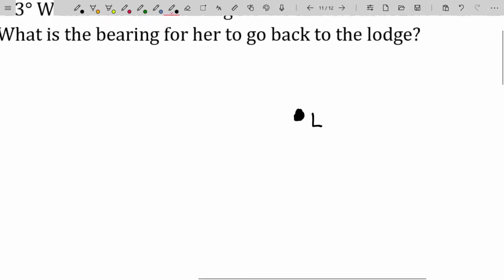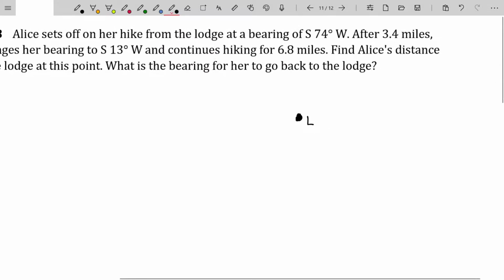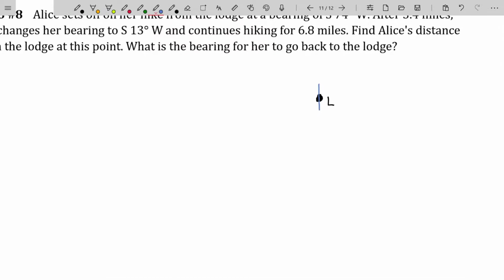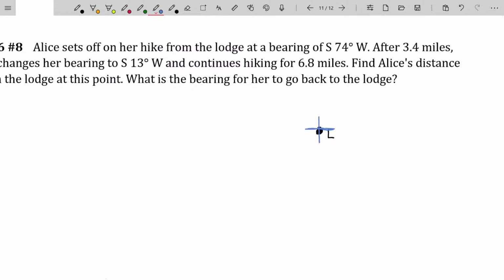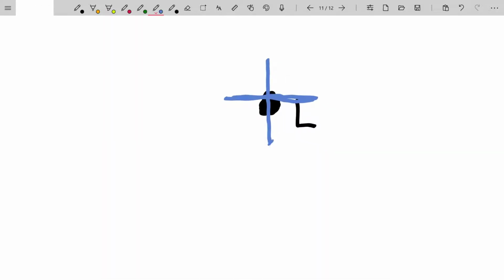The next thing I'm going to do is put a very small set of axes on there. I don't need a massive set of axes. I just need the north-south axis and the east-west axis so that I can see, okay, she started her hike, she faced south and turned through 74 degrees west. So she faced south and then turned through 74 degrees to go west. So that's a 74 degree angle.